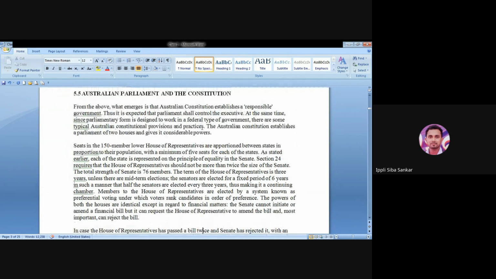Australian Parliament and the Constitution. What emerged is that the Australian Constitution establishes a responsible government. Thus, it is expected that Parliament shall control the executive at the same time.